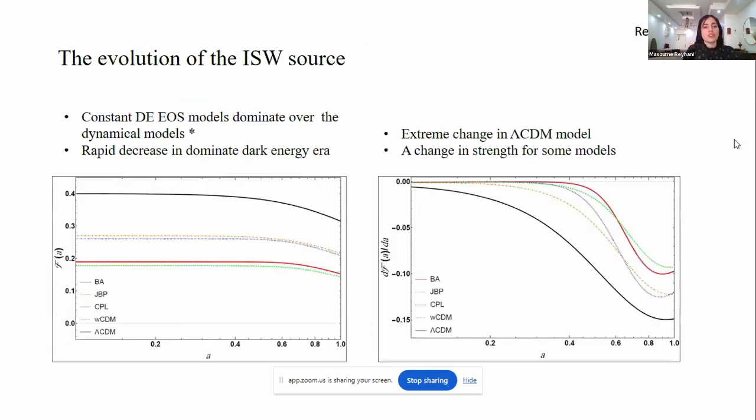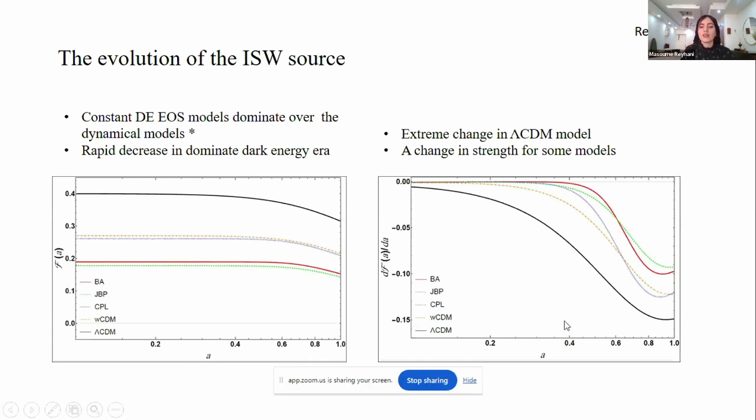Then we have the evolution of the ISW source and its derivative as a function of the scale factor. This panel demonstrates the evolution of the ISW source as a function of the scale factor. As can be seen here, all dynamical dark energy models are suppressed in comparison with the constant one. And by moving toward scales where dark energy becomes the dominant force of the universe, we can see a rapid increase in the amplitude of all the models.